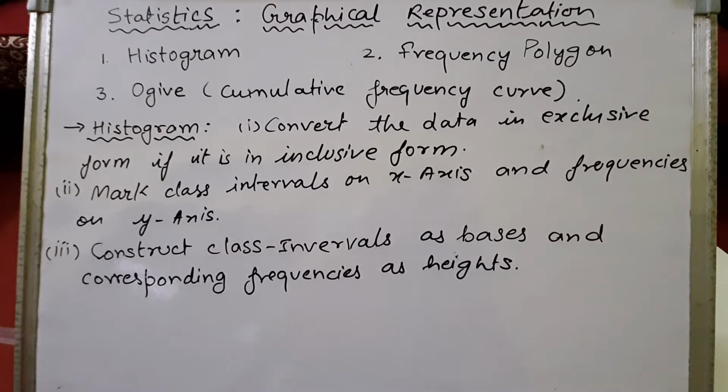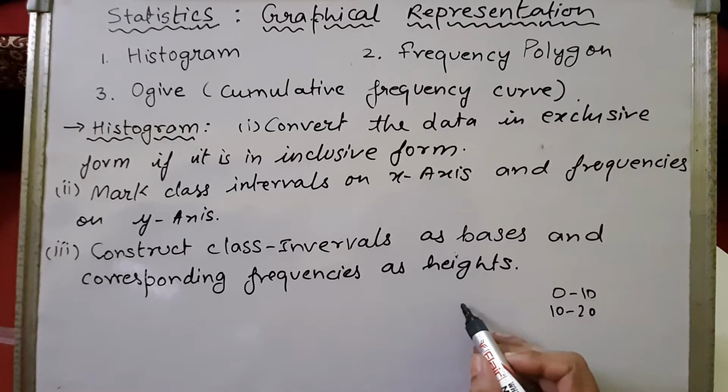Before drawing histogram, let's discuss a few points that we need to keep in mind while drawing the histogram. So the first point is convert the data in exclusive form if it is in inclusive form. Now, what is exclusive and what is inclusive? Exclusive means overlapping class interval. Overlapping class interval means, suppose the class interval is given as 0 to 10, 10 to 20. So this is an overlapping class interval.